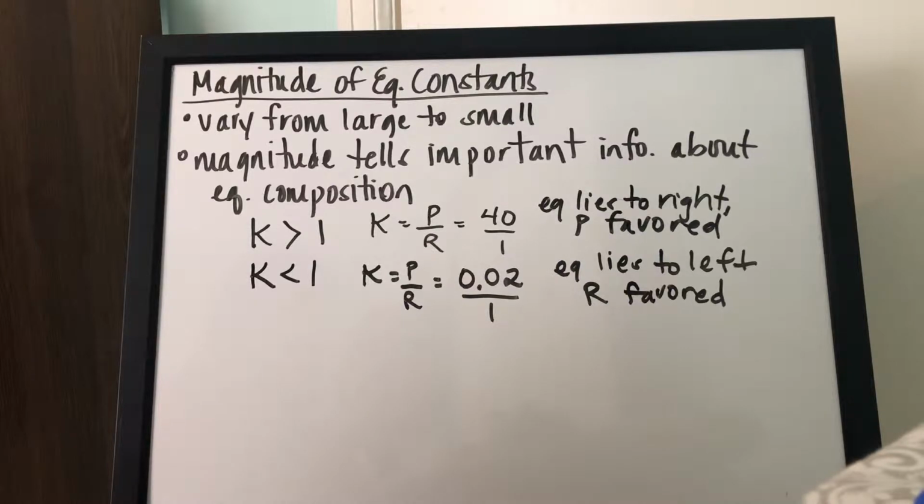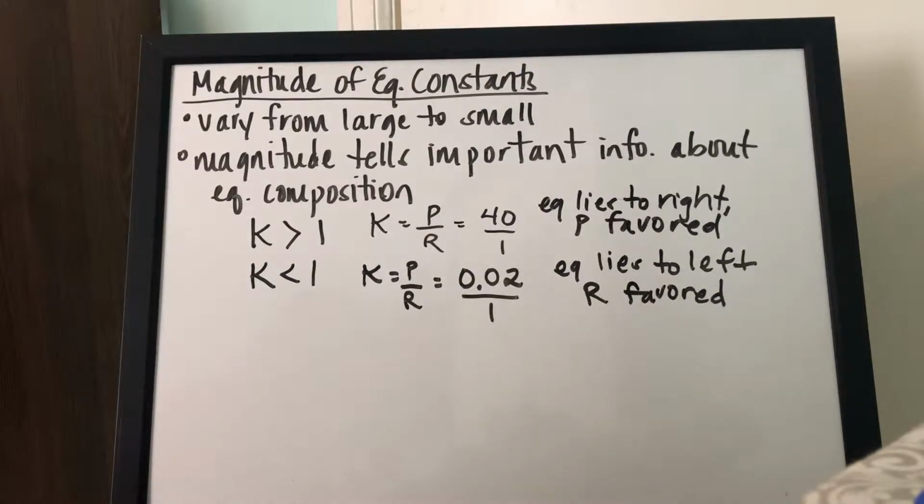If your goal was to make a lot of product and you pick a reaction to pursue that has a really small K value, well, no matter how much reactant you throw in there, it just doesn't favor the production of the products. The products are going to be created, but not in huge amounts. Okay, so that's where the magnitude of K comes into play. So there's a couple practice questions. We can talk about those real quick.